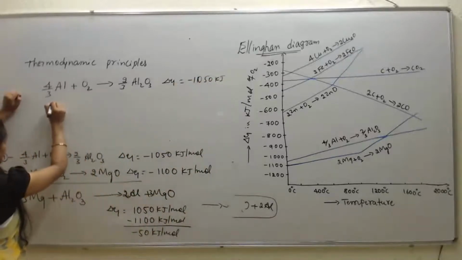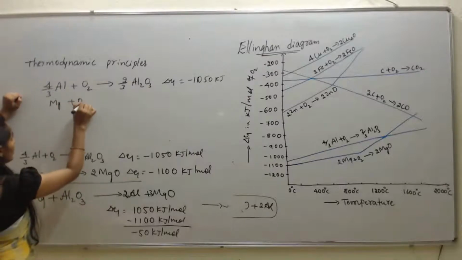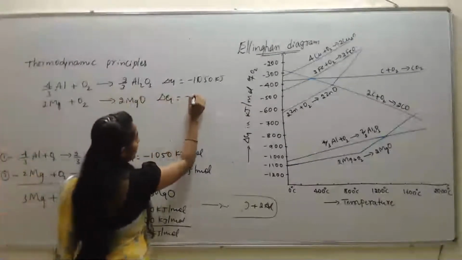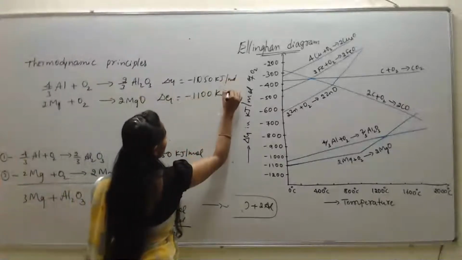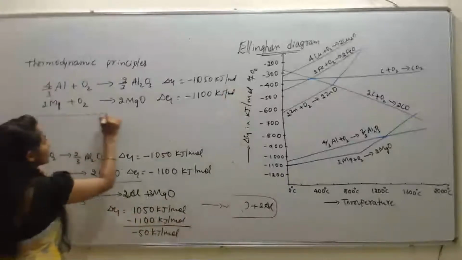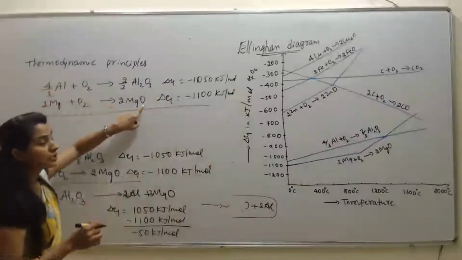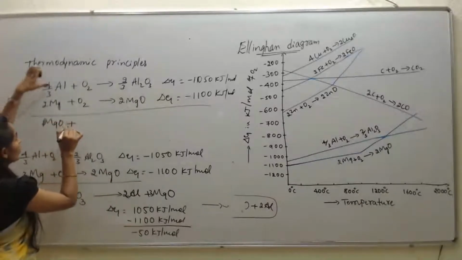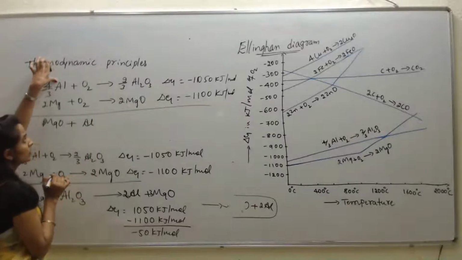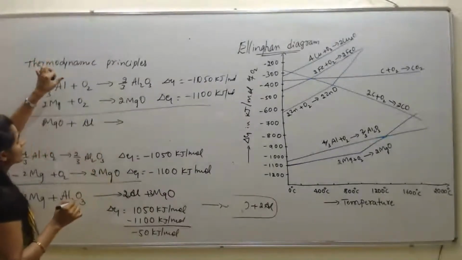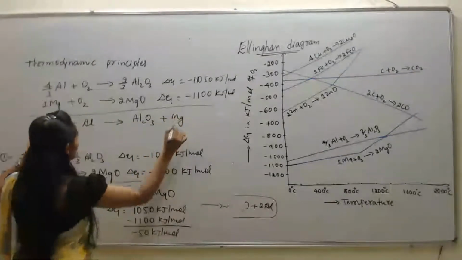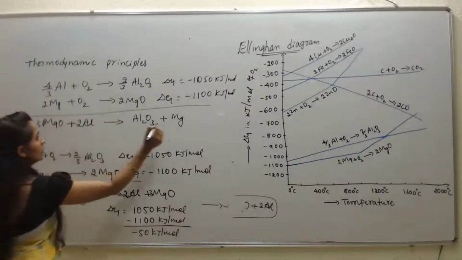Okay. Next, we have Mg plus O2 gives rise to 2 MgO. Its delta G value is minus 1100 kilojoules per mole. So the final reaction we require is aluminium reducing magnesium oxide. Magnesium oxide we want, that is MgO, reduced by this aluminium. So the reaction changes to Al2O3 plus Mg. If you balance again, this is 2, this is 3, this is 3 Mg.